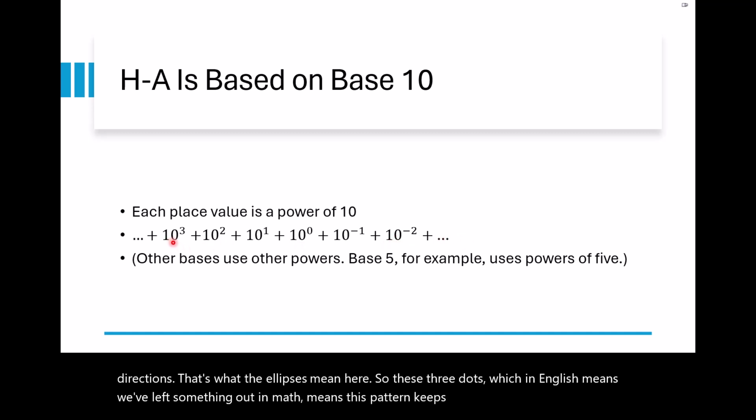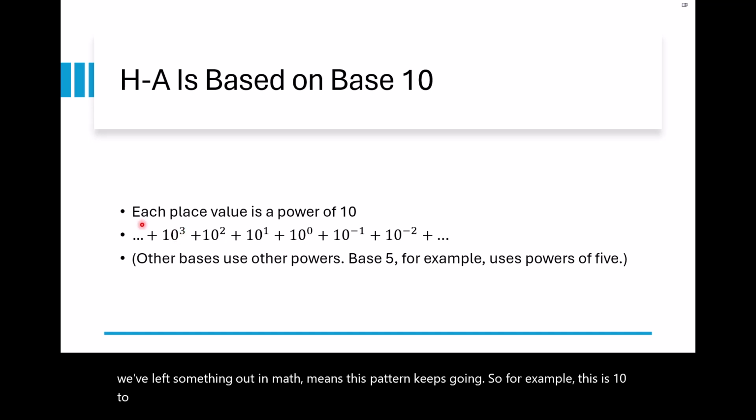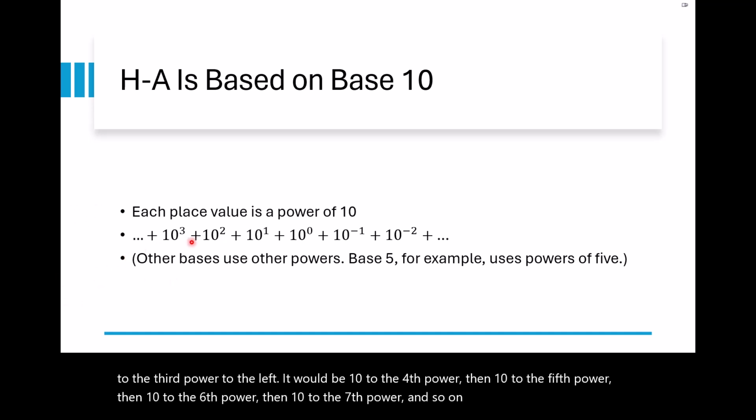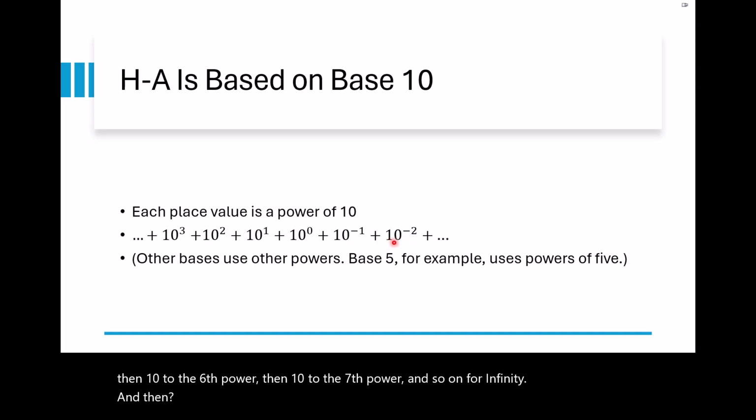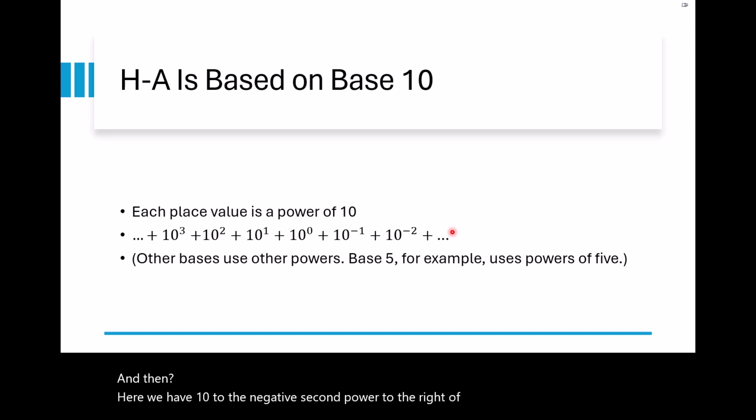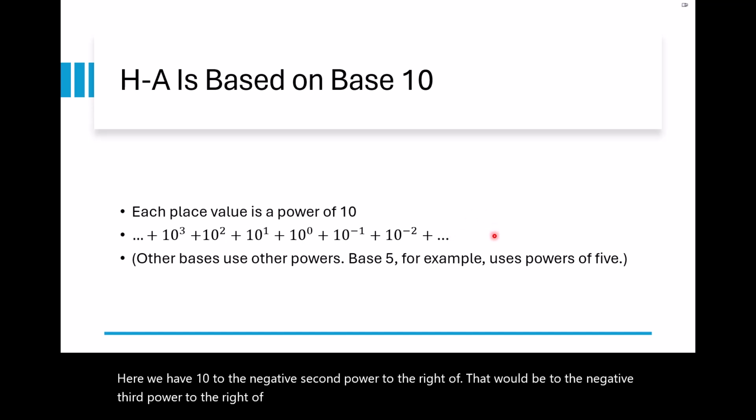So for example, this is 10 to the 3rd power. To the left of it would be 10 to the 4th power, then 10 to the 5th power, then 10 to the 6th power, then 10 to the 7th power, and so on for infinity. And then here we have 10 to the negative 2nd power. To the right of that would be 10 to the negative 3rd power. To the right of that would be 10 to the negative 4th power, then 10 to the negative 5th power, and so on for infinity.